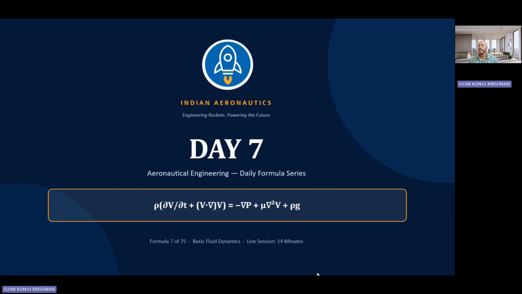Welcome to day 7. Yesterday, Euler's equation gave us Newton's second law for a fluid. But it completely ignored one thing: friction. Today's formula, the Navier-Stokes equation, puts friction back in. And it's arguably the single most important equation in all of fluid dynamics. So here is why it matters so much.